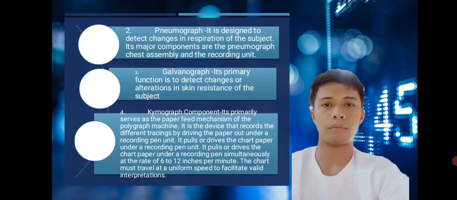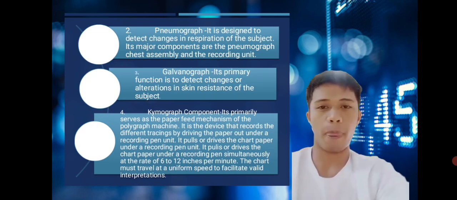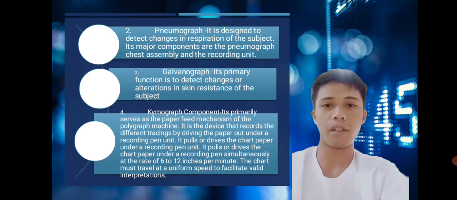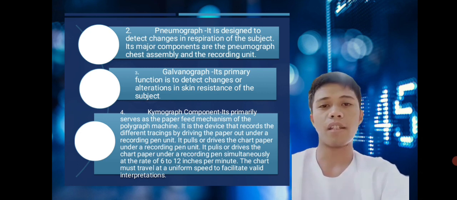Cardiosphygmograph. It was designed to detect changes in blood pressure and pulse rate of the subject. It is also made up of blood pressure cuff, sphygmomanometer, pump valve, assembly, resonance control, unit centering control, vent, and recording pen. Pneumograph components. It is designed to detect changes in respiration of the subject. Its major components are the pneumograph chest assembly and recording unit.